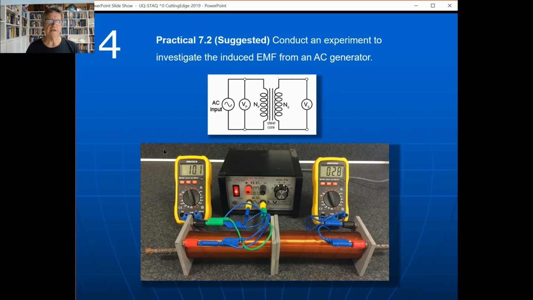Now lastly, the other prac suggested is just a transformer prac. Induced EMF from an AC generator. So here's my AC generator.